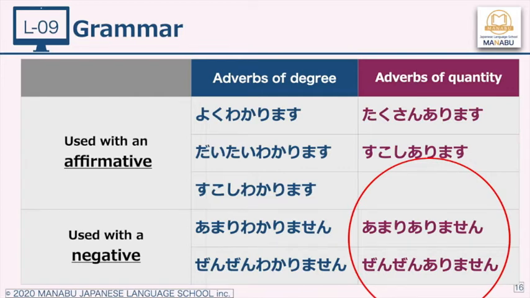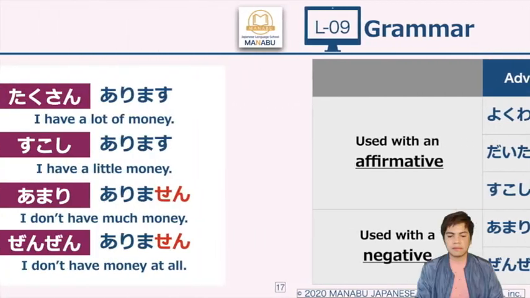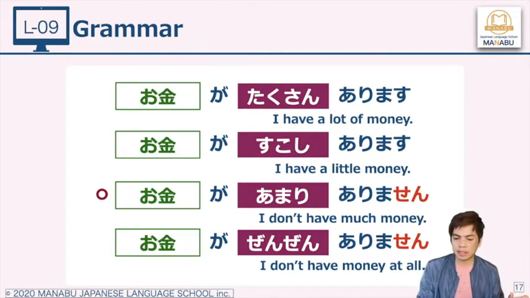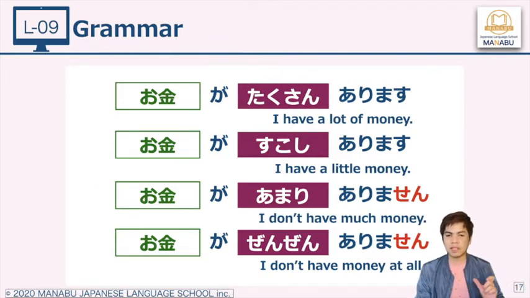So let's use them for our example sentences. First example is okane ga takusan arimasu. Okane ga takusan arimasu, I have a lot of money. So if we remove the word takusan, okane ga arimasu, I have money, then we insert takusan, I have a lot of money. Next, okane ga sukoshi arimasu, I have a little money. Third example is okane ga amari arimasen. So the word amari, we used it with a negative sentence, arimasen. I don't have much money.